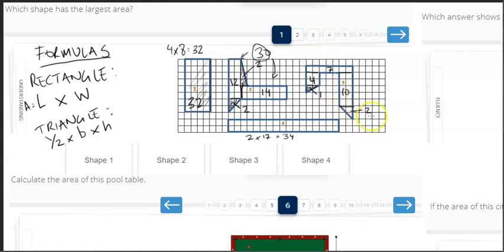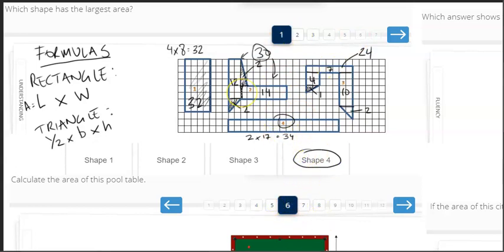Alright, 10 plus 2 is 12, plus 1 is 13, plus 4 is 17, plus 7 is 24. So the area of this is 24. So it's looking like shape 4 is the biggest area.